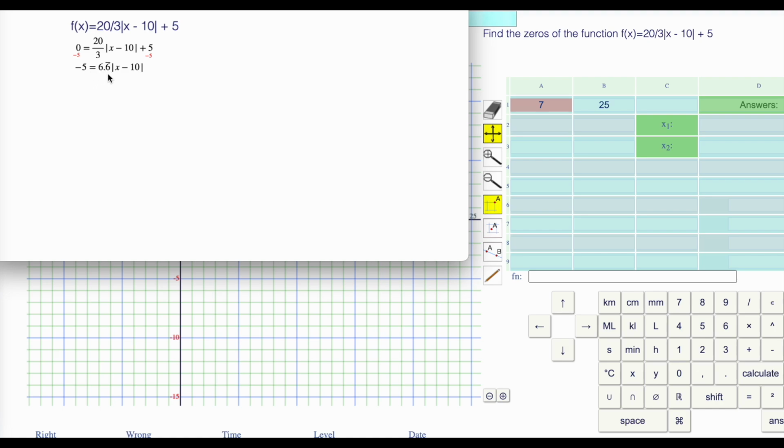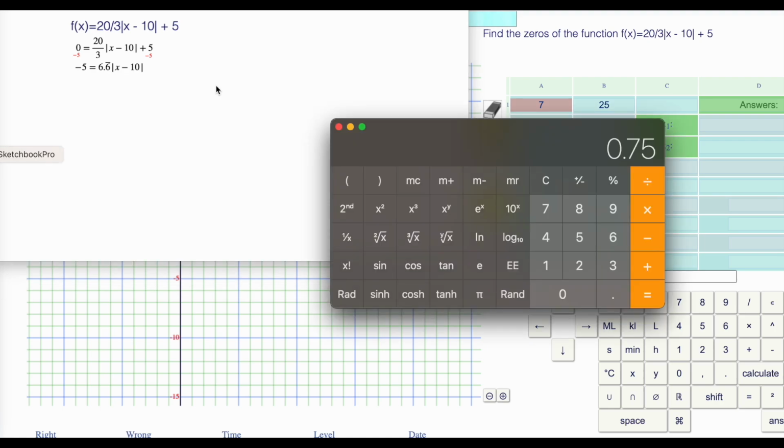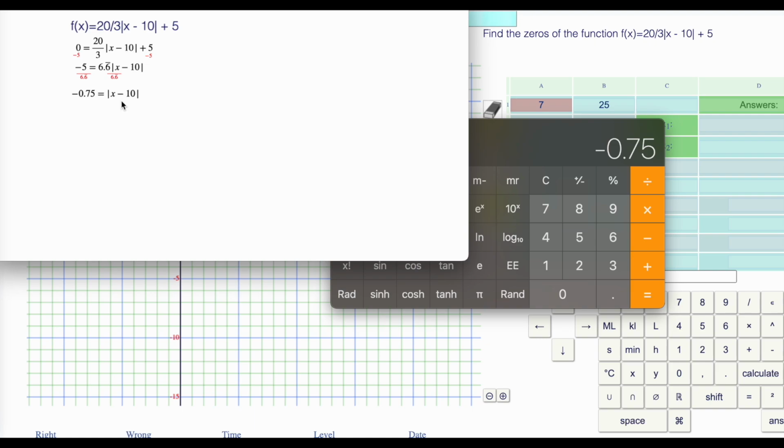Well, 20 divided by 3 is 6.6 repeating. Divide both sides by 6.6 repeating, and that gives us negative 5 divided by 6.6 repeating. That gives us negative 0.75. Here's the problem. The absolute value of something has to be positive. We have a total contradiction here.